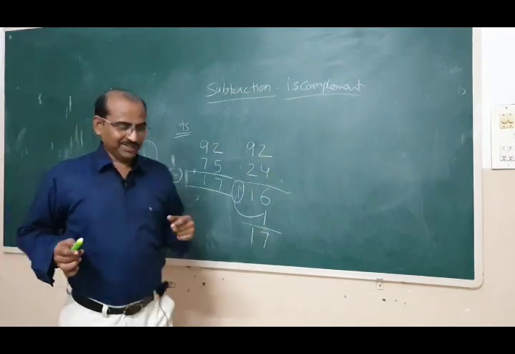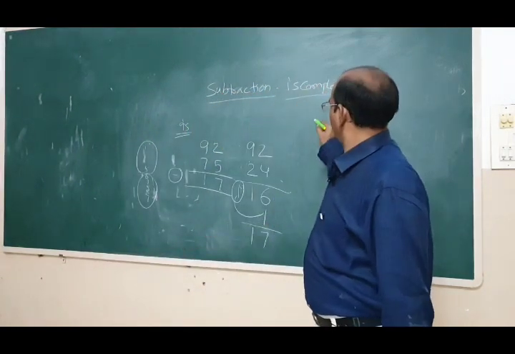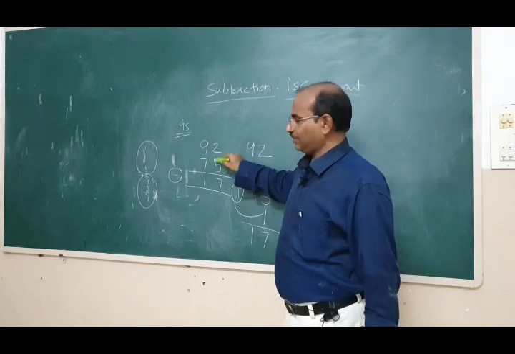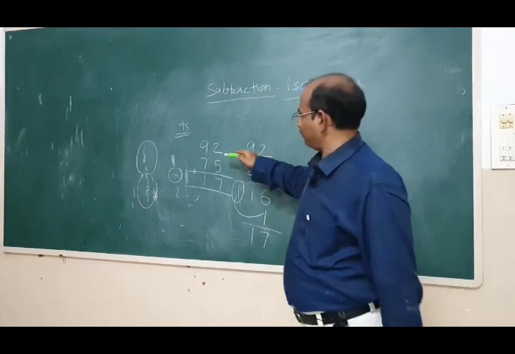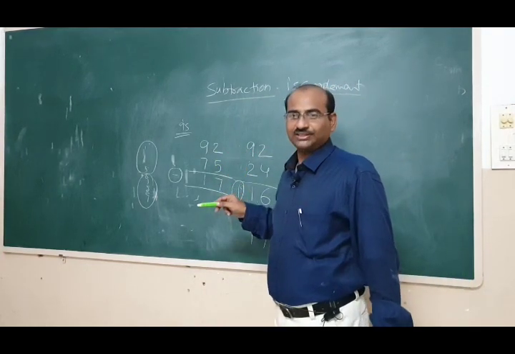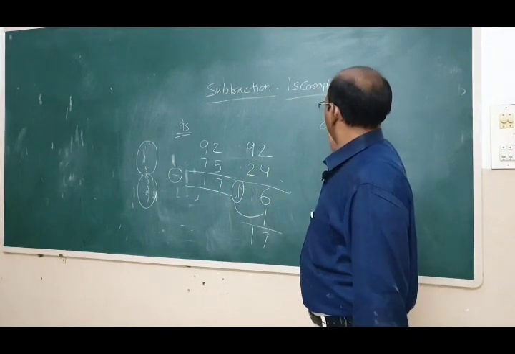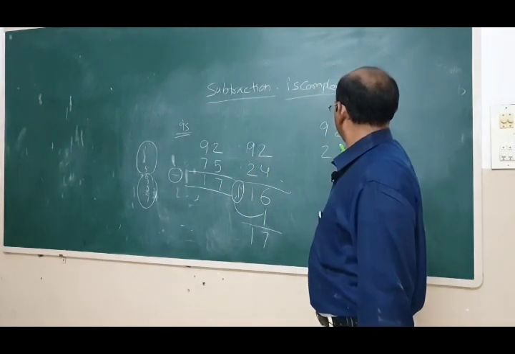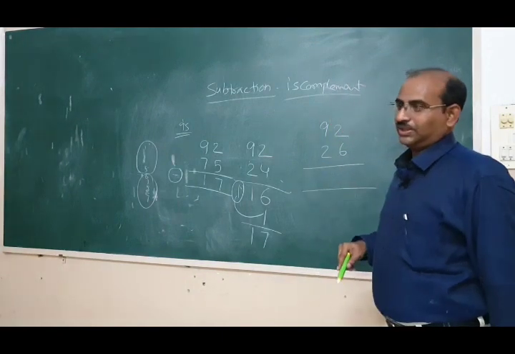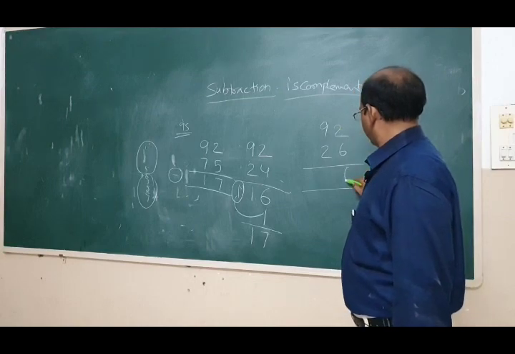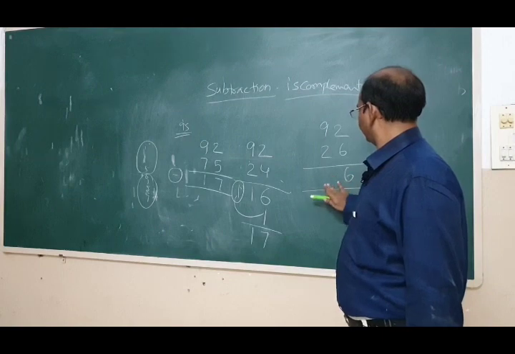One more number we will see, and you will get confidence in the method. We will subtract with some bigger gap. Here the gap is only 17. Some big gap we will do, then you will get confidence. Suppose let us subtract 92 minus 26. The answer anyway we know is 66.